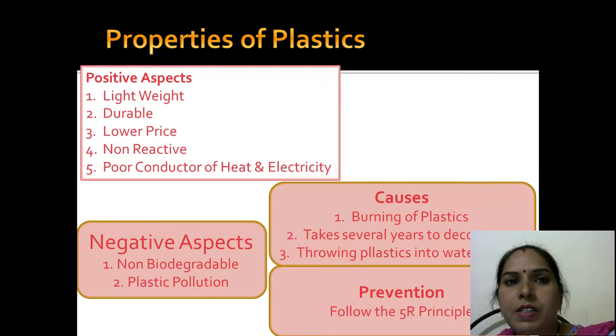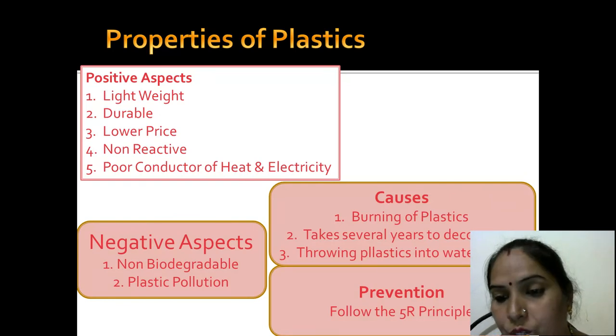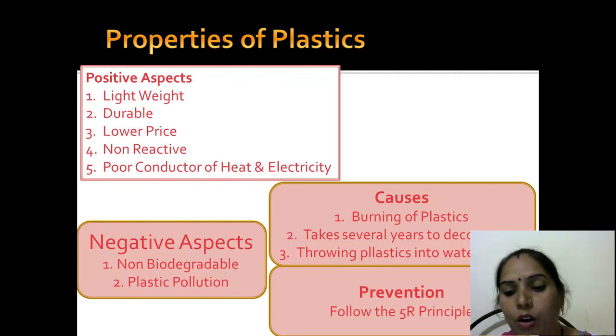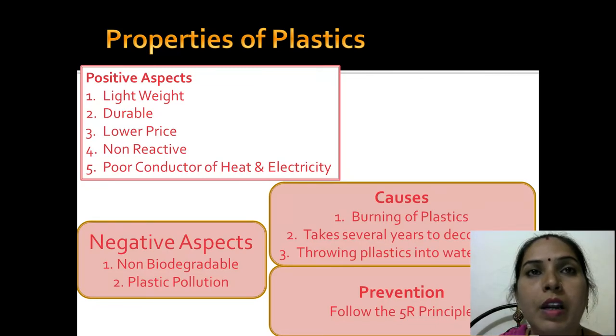But the negative aspect is that it is non-degradable, that means it stays on the earth forever and does not degrade. And the second one is its prevention. For prevention just follow the 5R principles. The second cause is plastic pollution. It is quite a serious problem. So what can we do here? What are the causes?